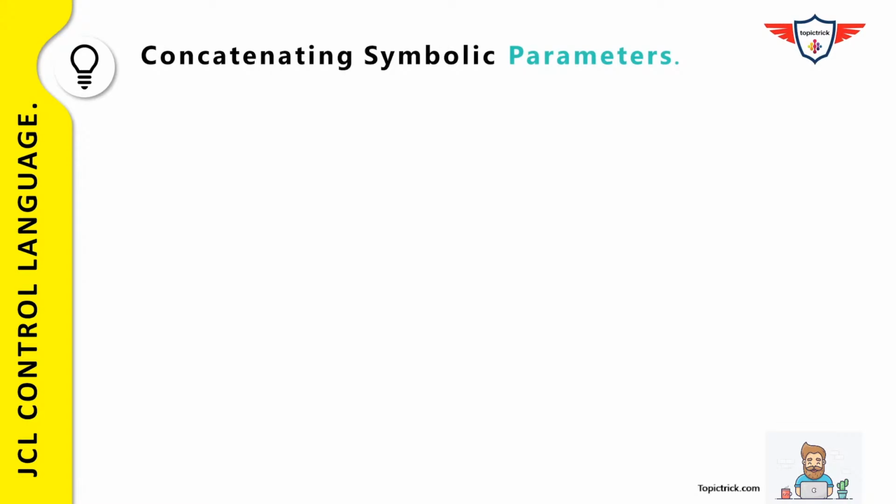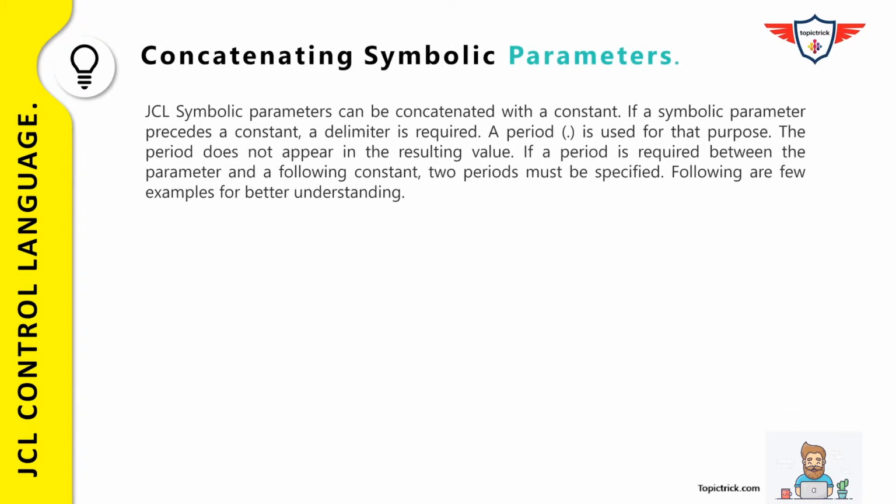Now let's focus on how to concatenate symbolic parameters with constant value or with any other symbolic parameters, and how you can use this symbolic parameter concatenation to generate various DD statements or EXEC statements in your catalog or instream procedures. Now, as you know, symbolic parameters can be concatenated with any other symbolic parameter or with any constant or with any text. In that situation, if you want text to appear immediately after a symbolic parameter, then you must code a period as a delimiter between a symbolic parameter name and the text that follows it.